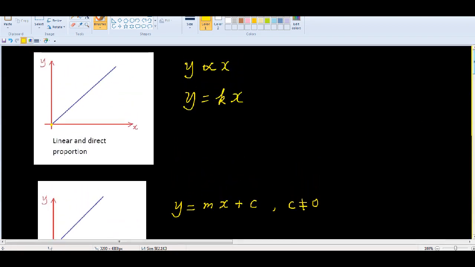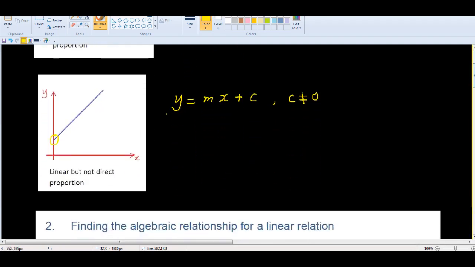So for direct proportion, the algebraic representation will be y equals a number times x. For linear but not direct proportion, we will see y equals a number times x plus a non-zero constant. The problem is, how could we find the value of this m and this c?